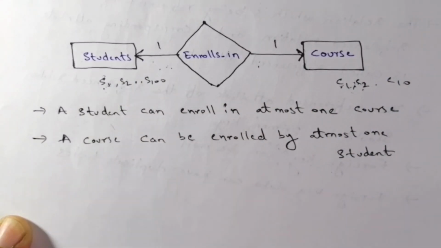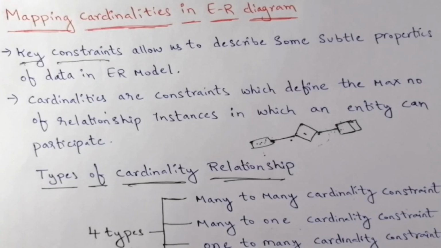So in this lecture we have discussed all types of mapping cardinality relationships. It has become a long lecture, but it's most important, and we have discussed each and every point in detail, right? Thank you.